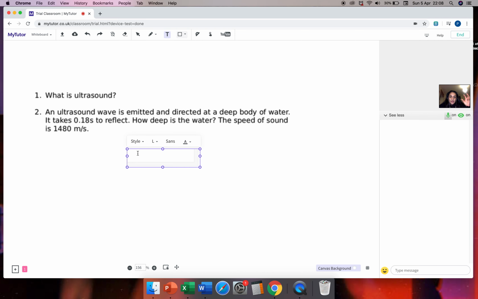So a ship with a sonar system may emit a pulse and it will be reflected back. This is a great way to find out the depth of water without actually having to physically measure it.